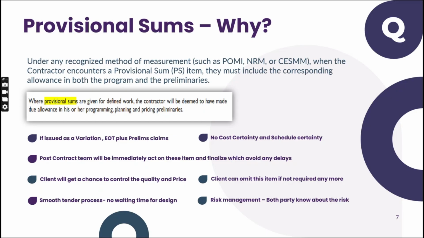The client will get a chance to control the quality, which we mentioned already. Smooth tender process, with no waiting for the design to complete. But again, no cost certainty and schedule certainty initially. The client can omit this item if it is not required anymore. Risk management. These are some of the positive parts of why you need a provisional item in the bill of quantities.